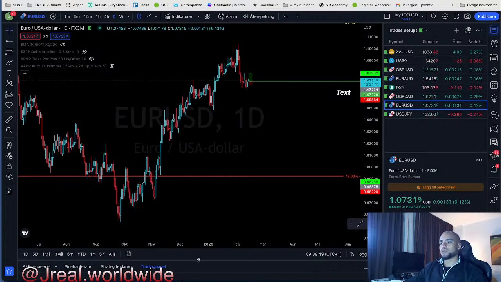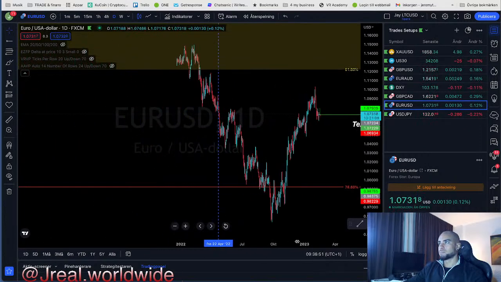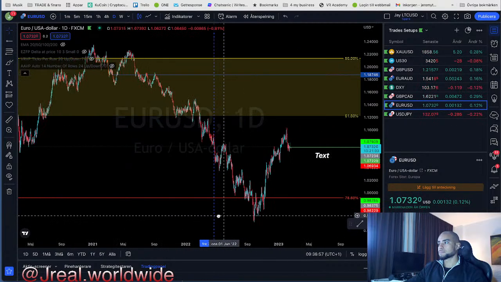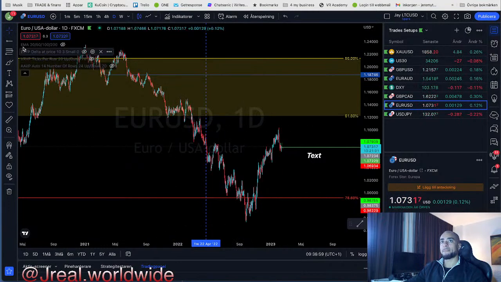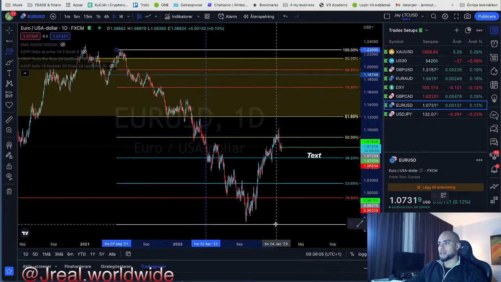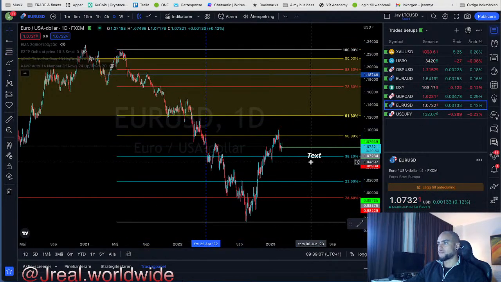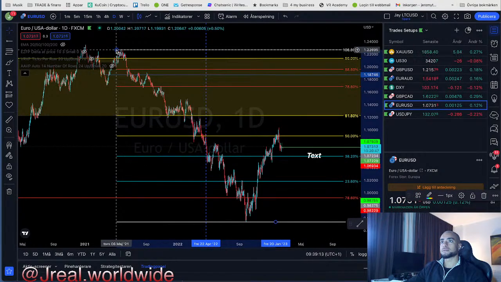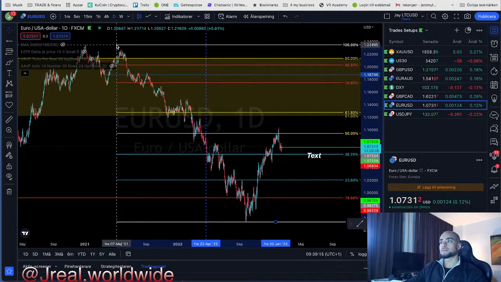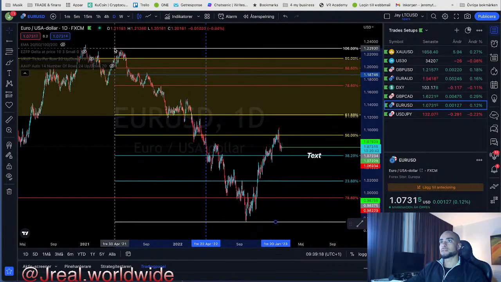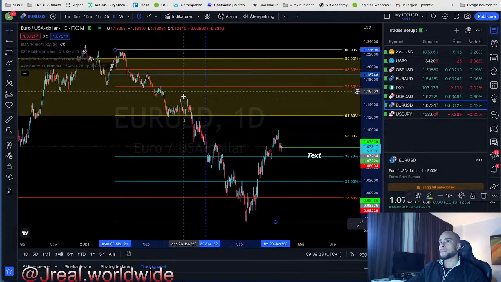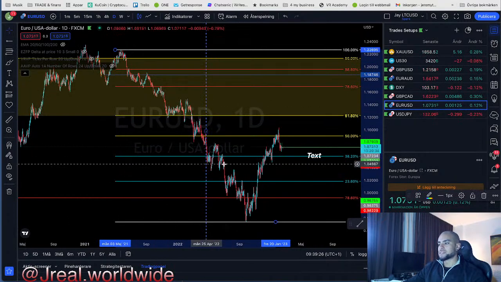We go to the daily time frame just to check what's up on the bigger scale. What I'm doing now is I'm pulling out Fibonacci. I want to find some levels in the market. Okay, interesting. All right, so what we have is this.